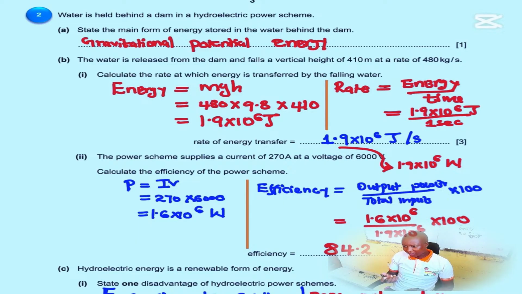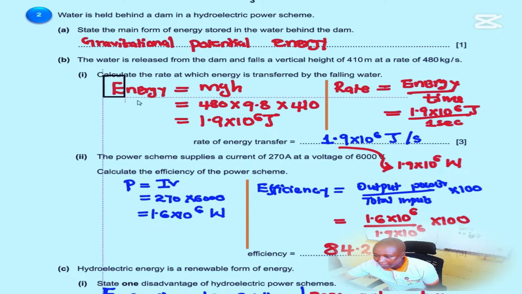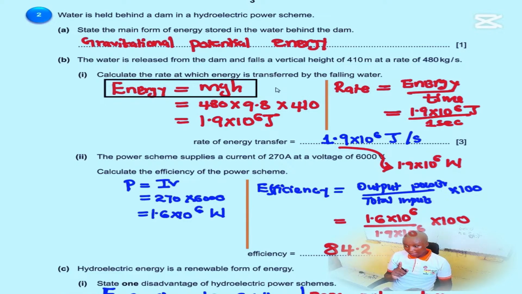Remember, the energy that we're talking about here is gravitational potential energy, and gravitational potential energy is calculated by the formula energy equals mgh. So we are going to substitute the values that we have into the formula so that we can get that energy. But remember, the water is being released at 480 kilograms per second. So our rate is also going to be energy over time. Then if you work out the potential energy, you are going to get your answer here.